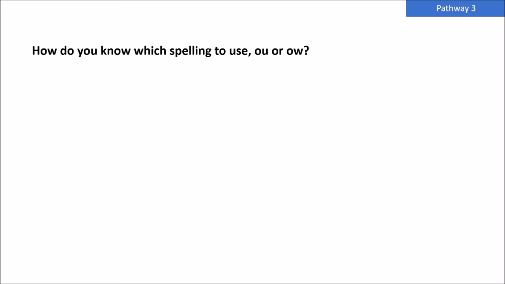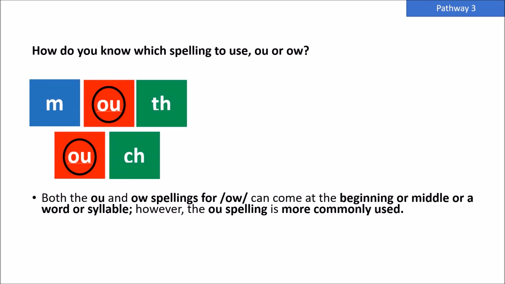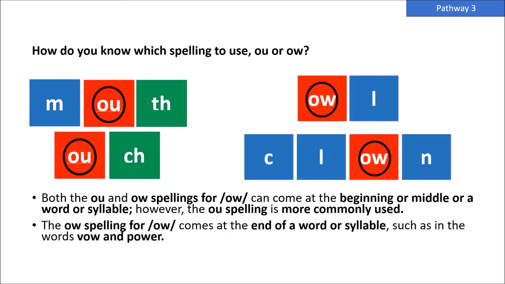But how do you know which spelling to use? OU or OW? Both the OU and OW spellings for ow can come at the beginning or middle of a word or syllable. However, the OU spelling is more commonly used. The OW spelling for ow comes at the end of a word or syllable, such as in the words vowel and power.